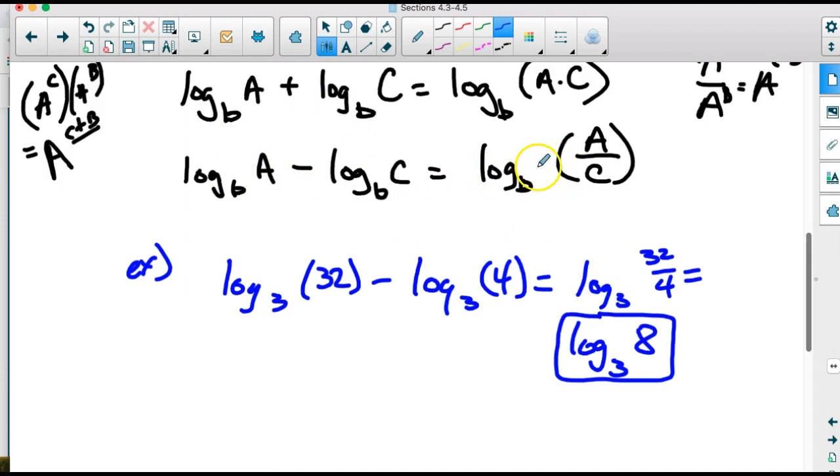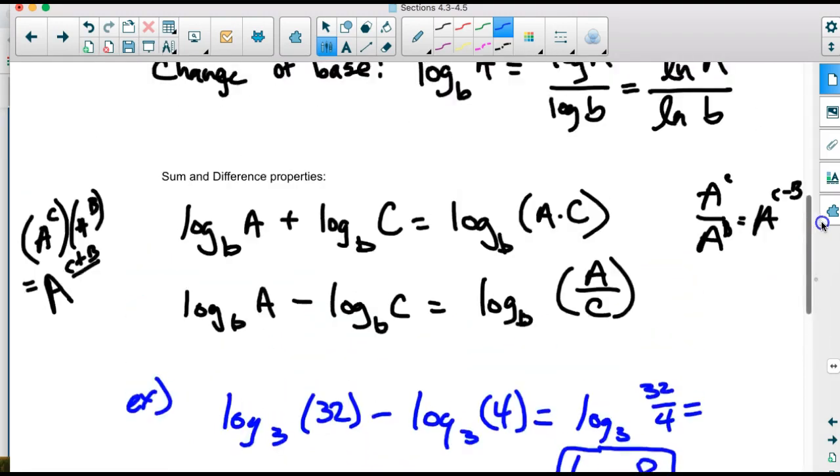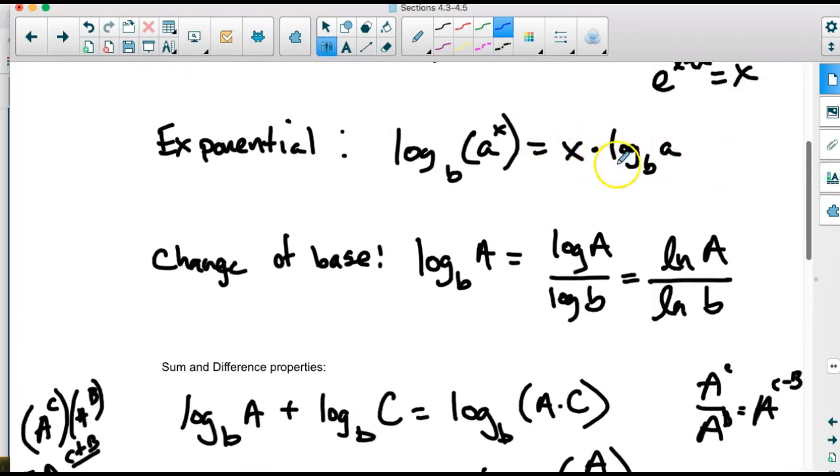Subtraction is division. Okay, what if we just had a negative sign in front of it? Negative log base 7 of 1 over 6. Well, this would be the exponent in front. So we're using this property right here. There's a number in front.